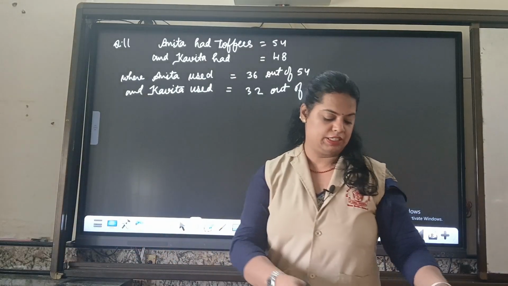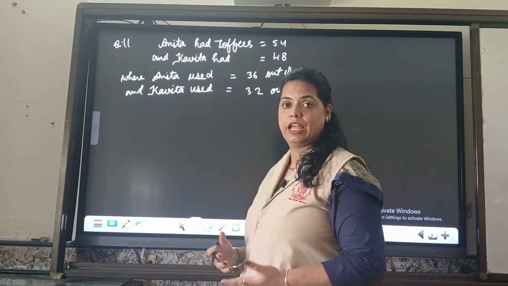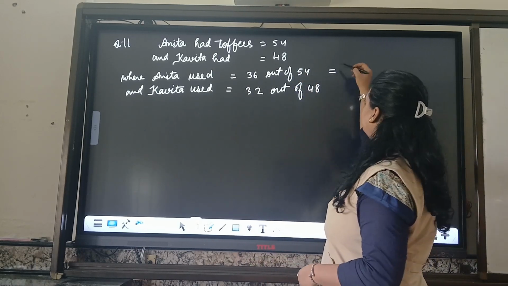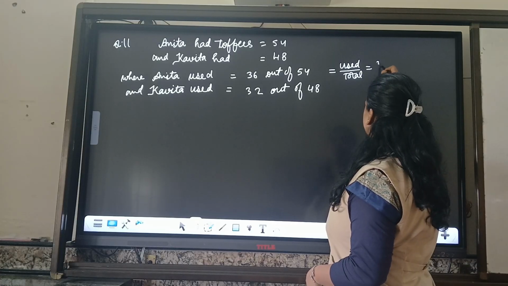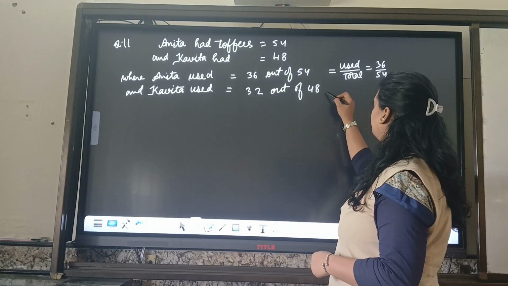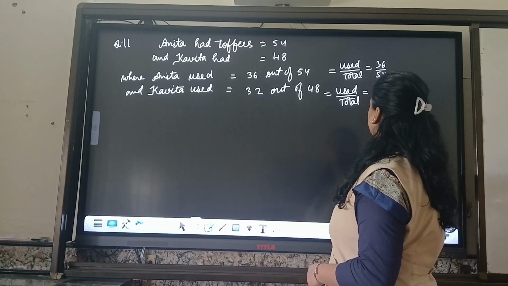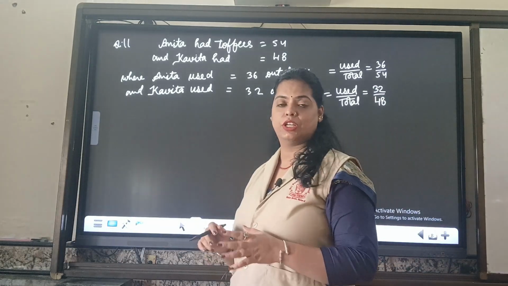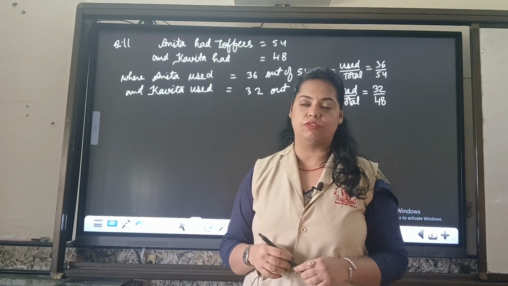So to find our answer in the form of a fraction, we will write them as numerator and denominator. So how can you write this number in the denominator? Total toffees, and the used ones on top. So we will write used upon total. It would be 36 upon 54. Similarly, for Kavita, we will write 32 are used and the total was 48. So 32 upon 48. Now these are two answers in the form of a fraction. Now we have to tell whether they used an equal fraction of their toffees. Comparison.